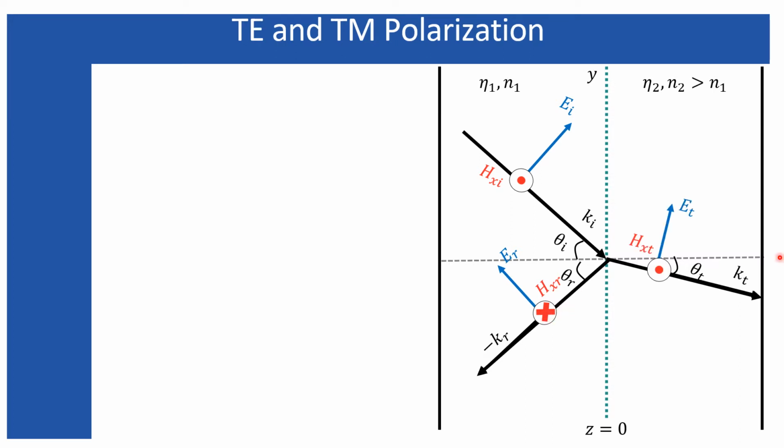For the transmitted wave, the direction of the electric field remains the same, and the direction of the magnetic field also remains along the same direction. But the wave gets refracted and it shifts towards the surface normal.